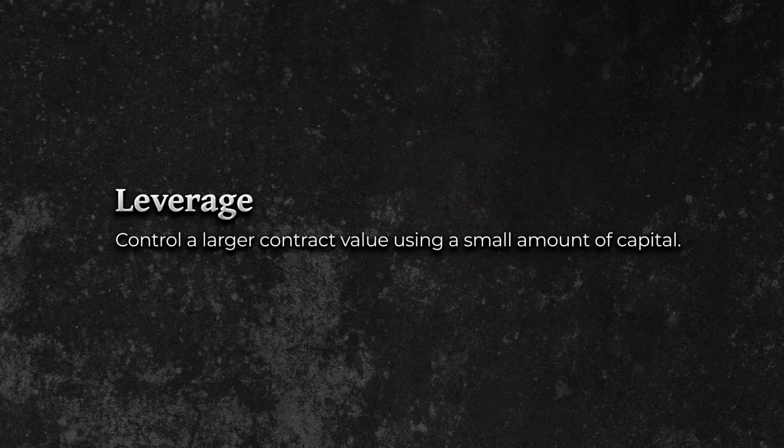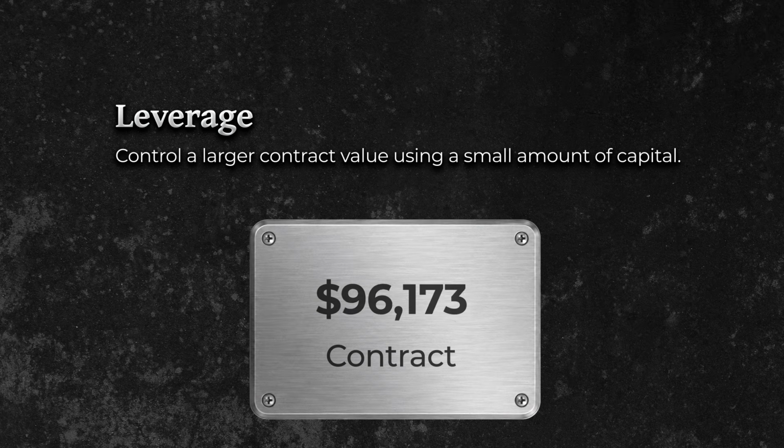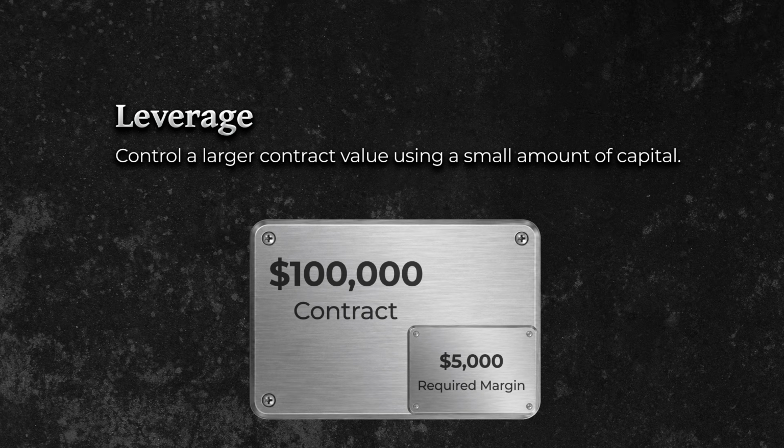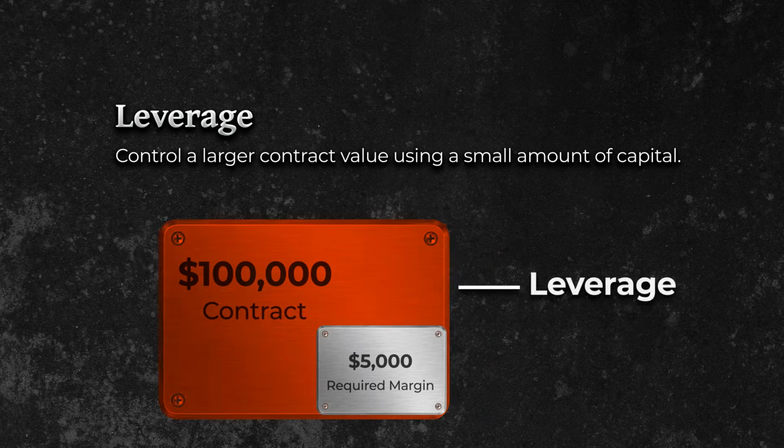Leverage allows you to control the full contract value with a fraction of that capital. For example, a contract may control $100,000 of notional value, while the margin required might be $5,000. That difference is leverage. Understanding margin and leverage together can help you see the full picture of exposure before you enter a trade.